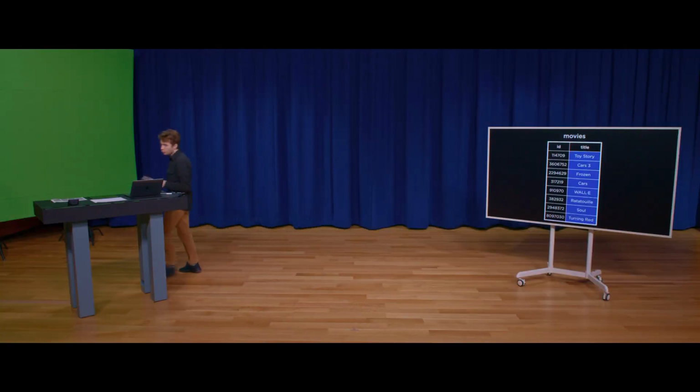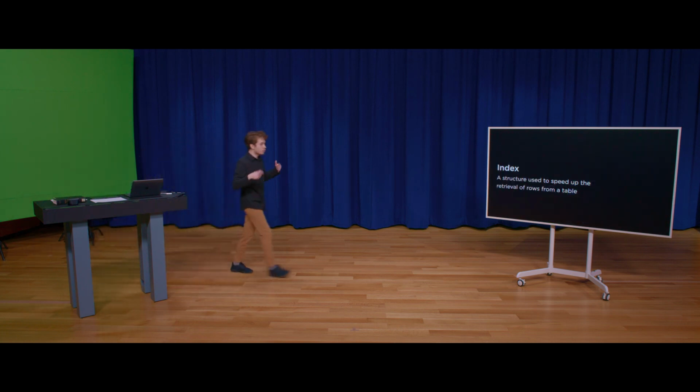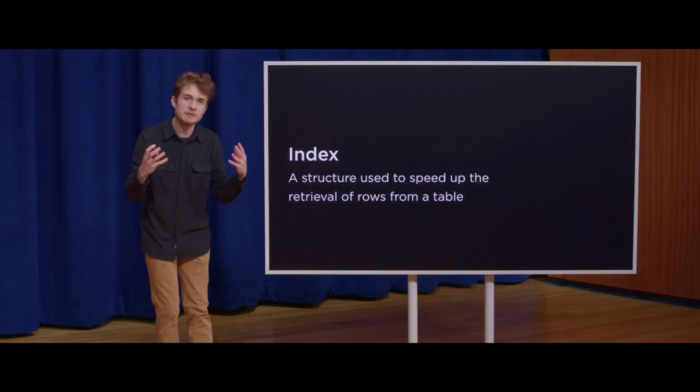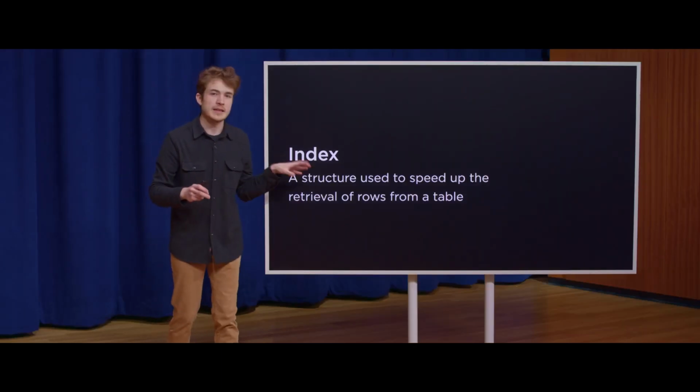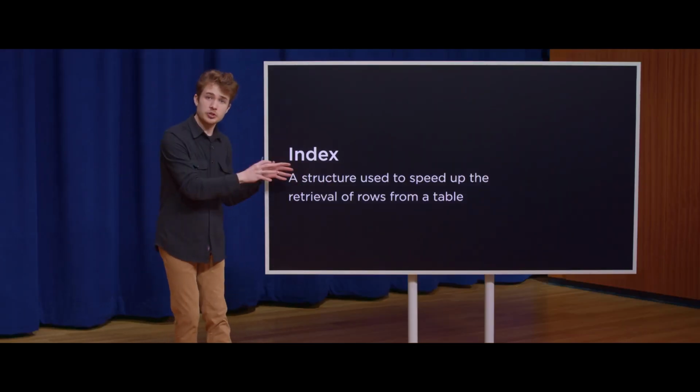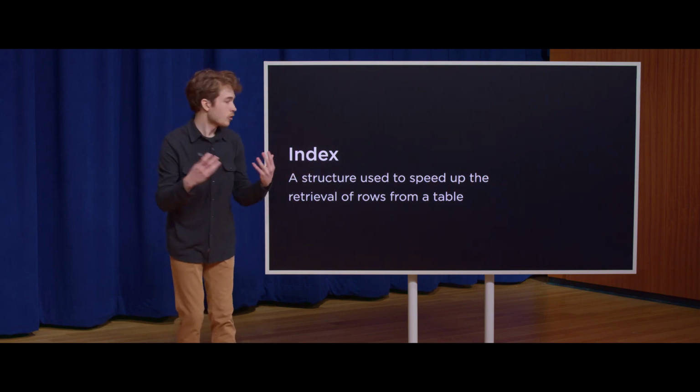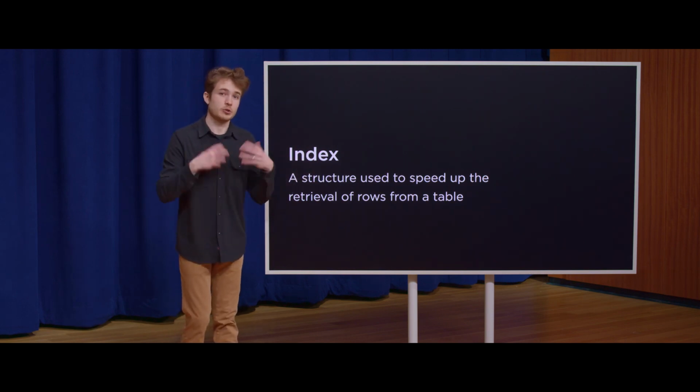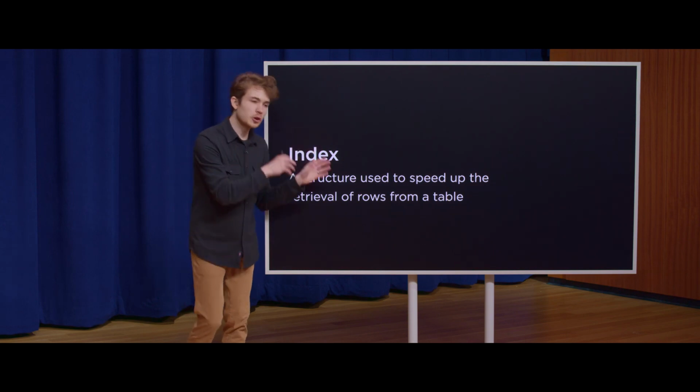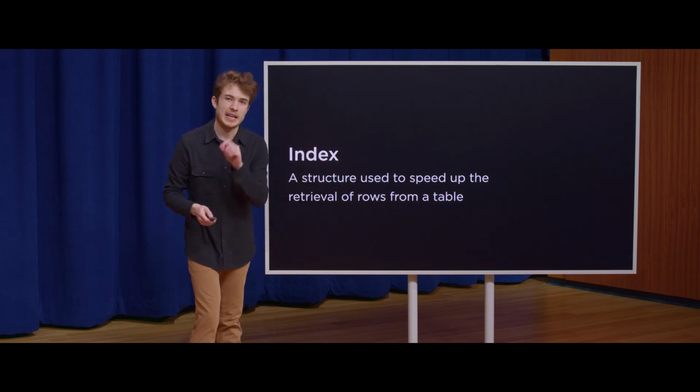In the same way that books have an index, so too can databases and tables have an index as well. So let's see a definition here for what an index is. An index is a structure that we can use. It's built into our database to help us speed up the retrieval of rows from that table. I first search my index, find out what rows my given search term is in, and then look those rows up in my table.